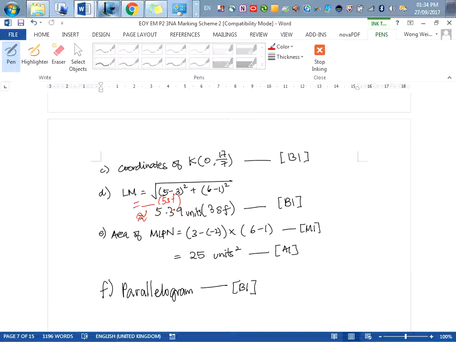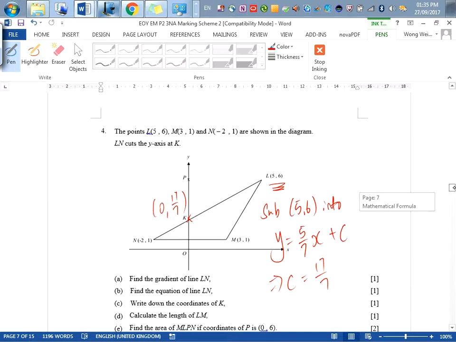Then find the area of MLPN if the coordinates of P is (0, 6). So let us put in the point (0, 6). Oh, this one has a y coordinate of 6. So P over here, (0, 6). This is a perfectly horizontal line. Okay, (0, 6). This is the shape that we want. Okay, how to find the area of this? What is this shape anyway?